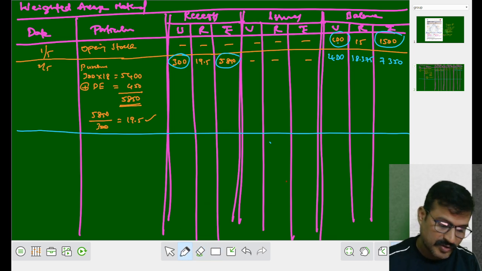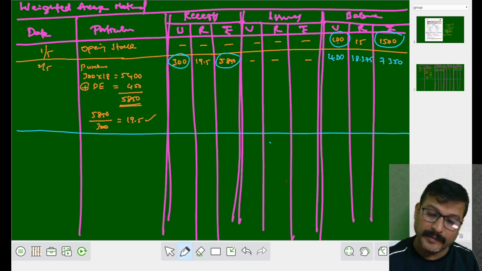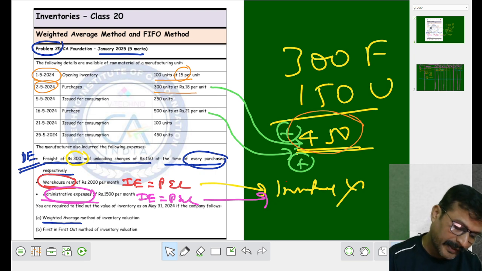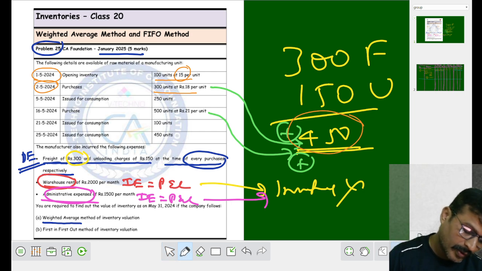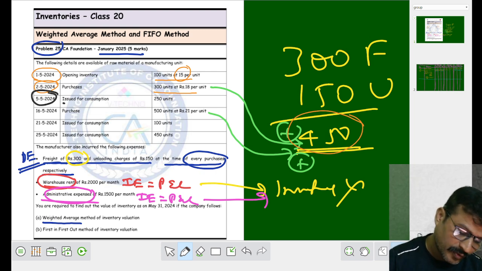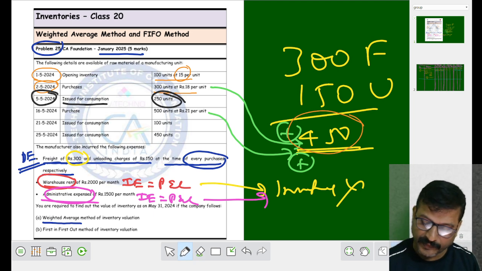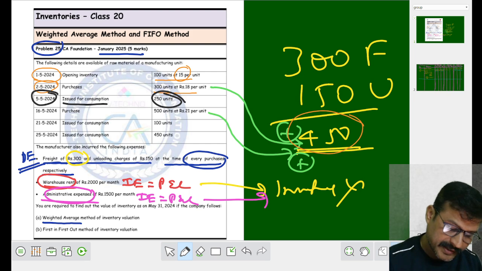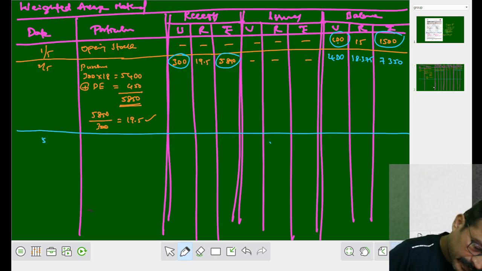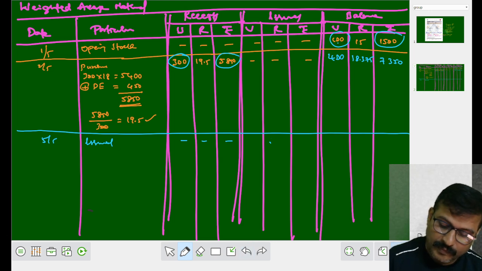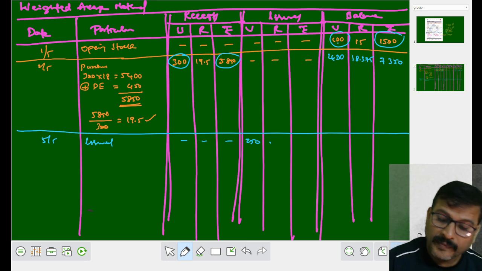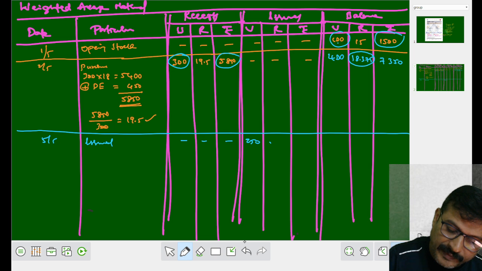The next transaction is when? The next transaction according to the problem is 5th May. What did you people do on 5th May? You issued for consumption. How many units are issued? You issued 250. Shall I write? On what date is it? On 5th May. Issued 250. What rate? We have to take 18.375.